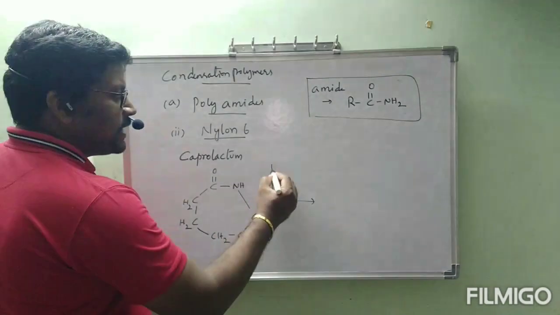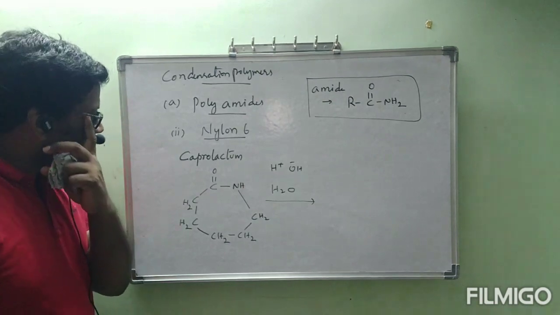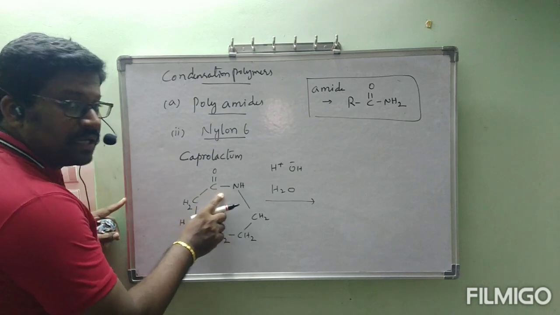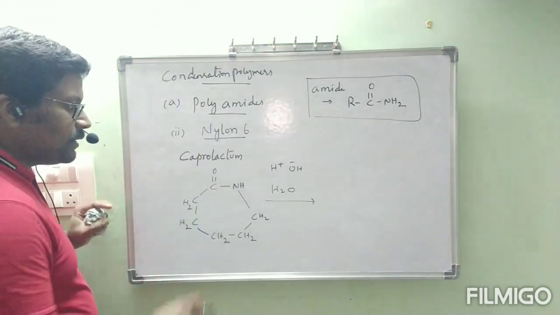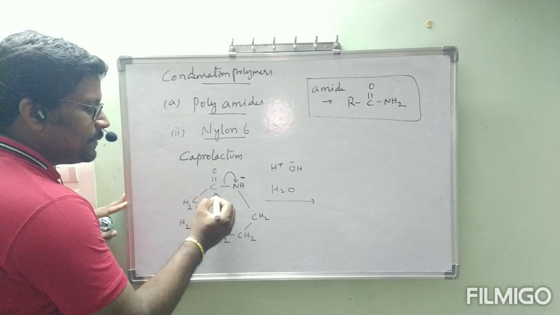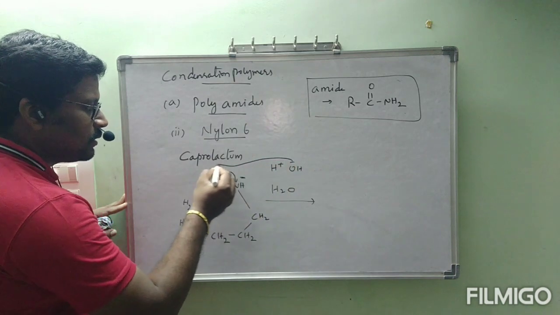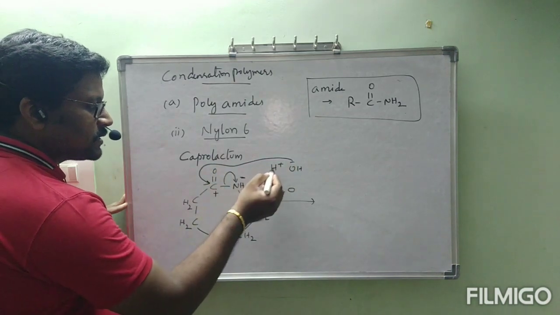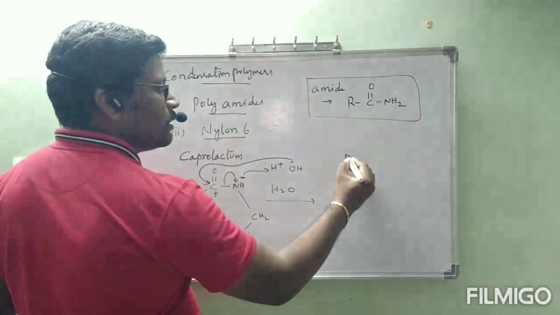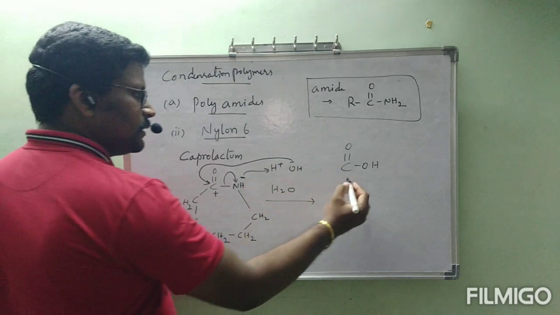Water will provide H plus ions and OH minus ions. Now what will happen? This C N bond is there, right? This C N bond is going to be cleaved towards nitrogen. Then nitrogen will get a negative charge and C will get a positive charge. This C positive charge will be attacked by O minus, and H plus is attacked by N minus. We will get COOH, C double bond O, OH.